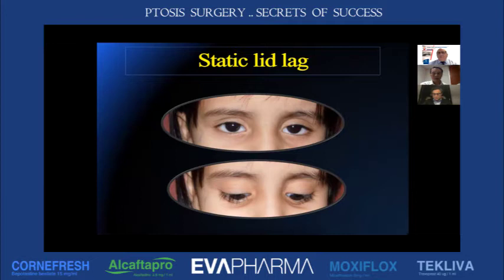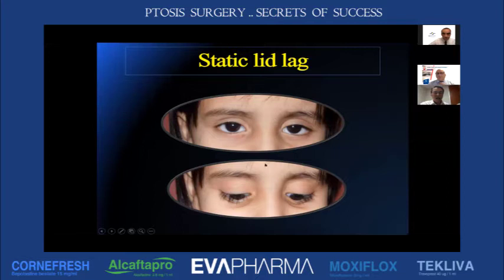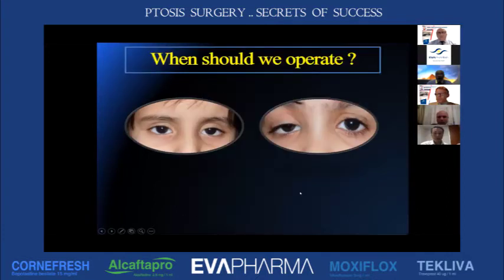parameters. Then in congenital ptosis, interestingly, the eyelid, when the patient is looking down, is slightly lagged. So what we call static lid lag, to differentiate from the dynamic lid lag with the thyroid. You can see the ptotic left eyelid is higher in position than the normal one.